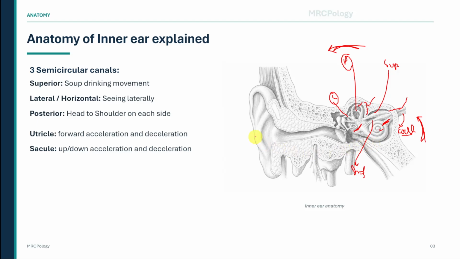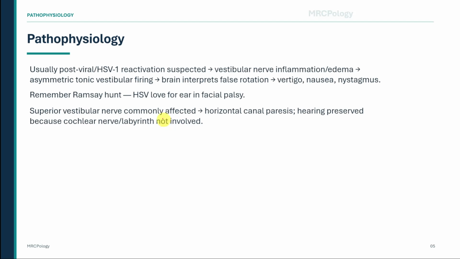The suspected mechanism is usually post-viral inflammation, and herpes simplex virus reactivation is often discussed as a possible trigger. You can remember this association by thinking of Ramsay-Hunt syndrome, where herpes zoster affects the ear region and facial nerve. The exact mechanism in vestibular neuritis is not always proven, but the useful clinical model is this. Viral inflammation leads to vestibular nerve edema, which leads to reduced firing from one side, which leads to asymmetric tonic vestibular input to the brain.